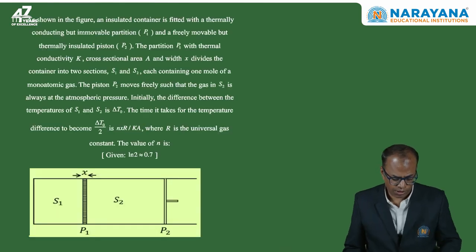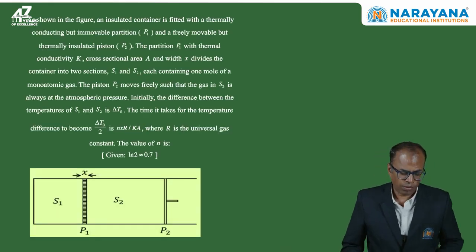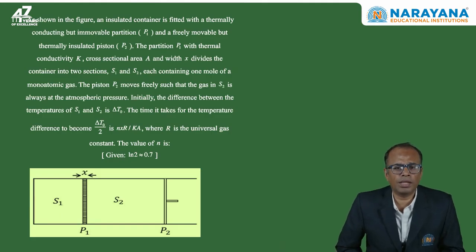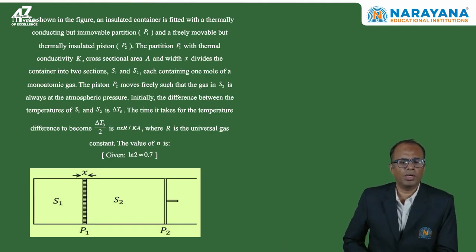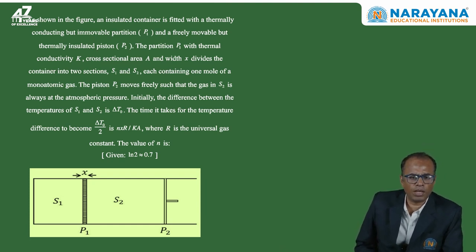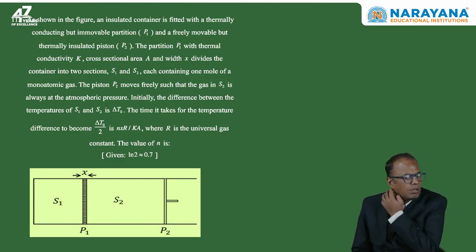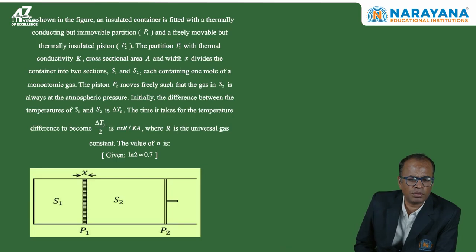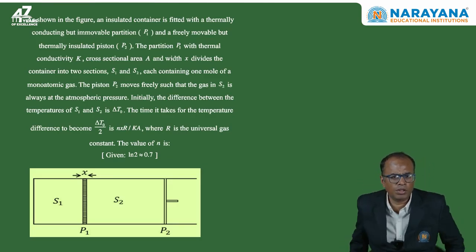Okay, let's move on to the next question now. So as shown in the figure, we have an insulated container, no heat exchange, fitted with a thermally conducting but immovable partition P1 and a freely movable but thermally insulated piston. So the only thing conducting is P1, P2 is insulated, container is insulated. So by P1, S1 and S2 are going to exchange heat between them. The partition P1 with thermal conductivity K, cross-sectional area A and width X is fixed.